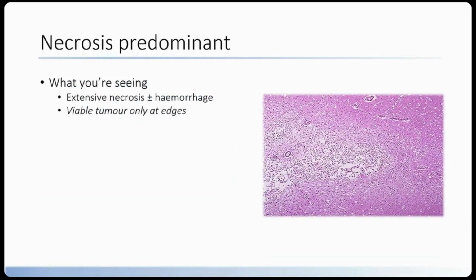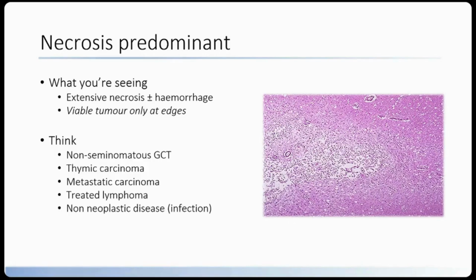I think it's fair to say we all have a bit of a heart sink when we get a biopsy that's almost entirely or completely necrotic, and it's always difficult to know how to pitch these reports. So what do we do when we see extensive necrosis and hemorrhage? Well, obviously we want to look hard for any viable tumor, but it's also important to think about what the necrotic lesions are that we're most likely to encounter.